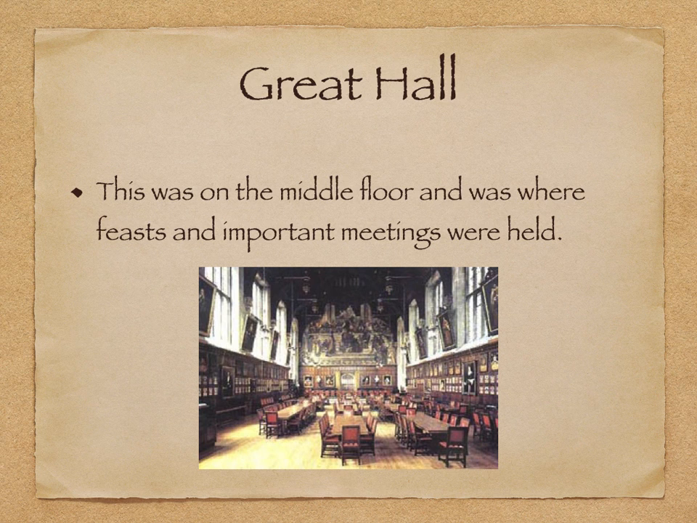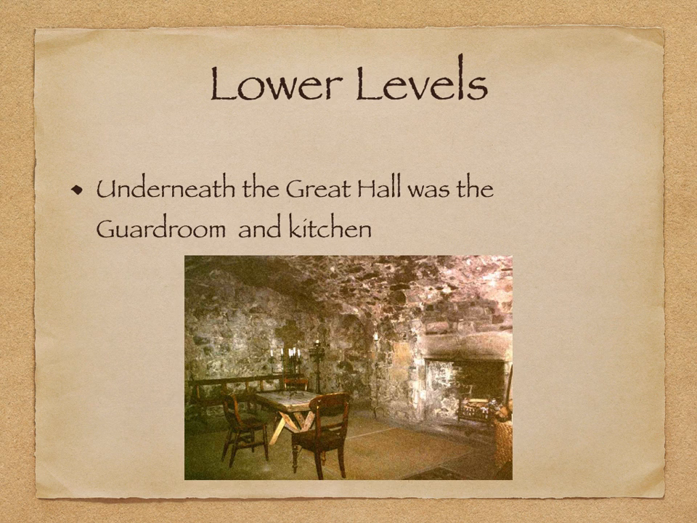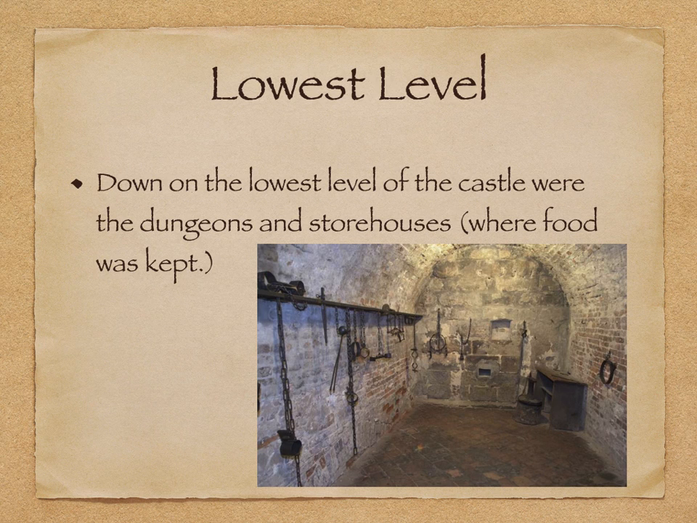Beneath the solar you would have the great hall. So this was usually on the middle floor, and this is where important feasts were held and where important meetings were held. And as we said earlier on, this is where court cases would happen also. Below the Great Hall, you would have the guard room. This picture here is actually of an old guard room. This is where the knights and the guards would sit, waiting to be called upon. Beside that, on the same level, you'd also have the kitchen where the food was prepared for the feasts. And underneath these, at the lowest level, you would have the dungeons and you'd have the storehouses.